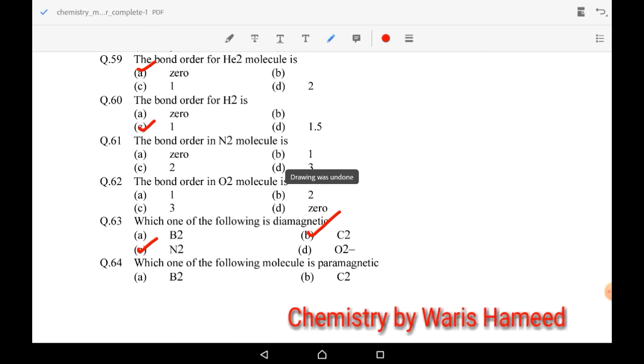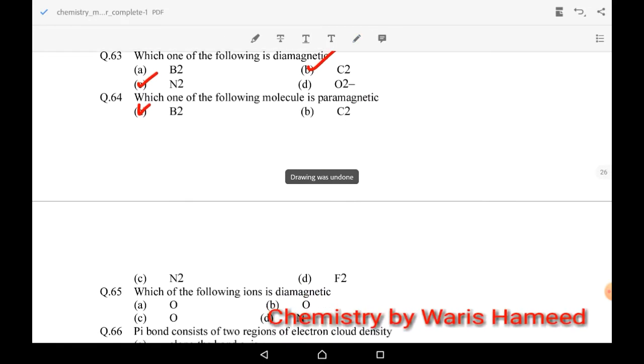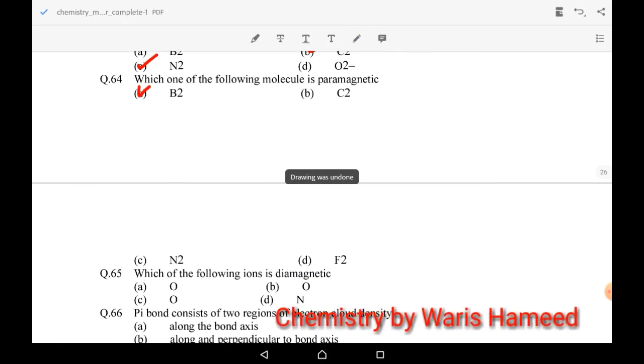Which one of the following is paramagnetic? A, boron is paramagnetic. We have now studied about boron B2 molecule. F2 and N2 both are diamagnetic. Which one of the following ion is diamagnetic? We don't know any charge on the given ions. These are just atoms.